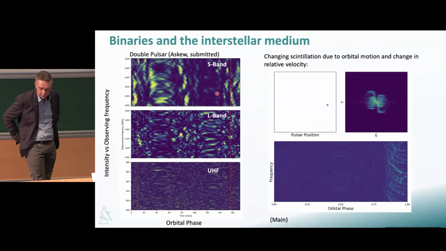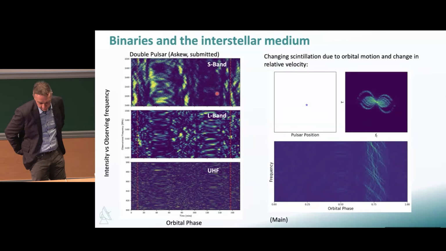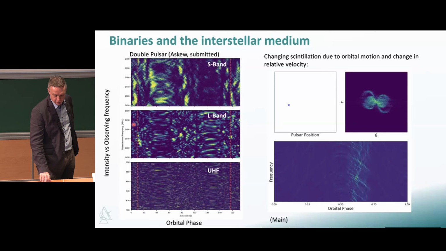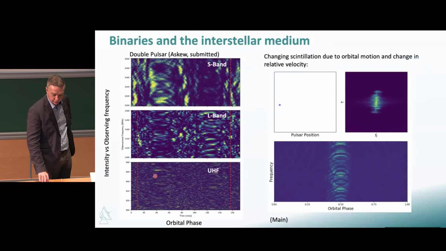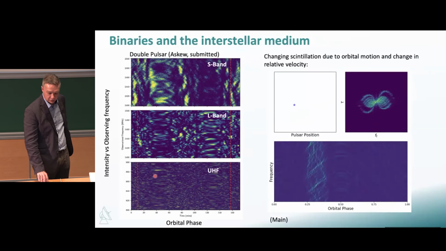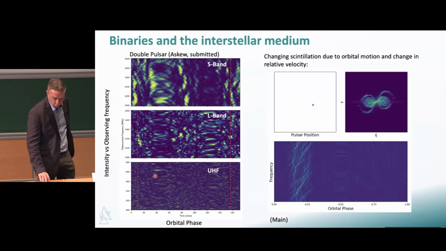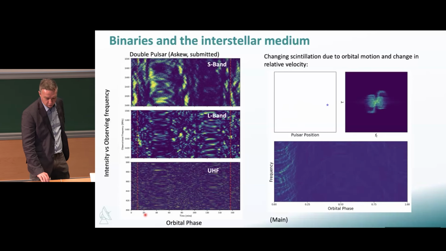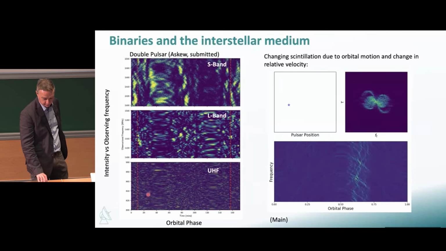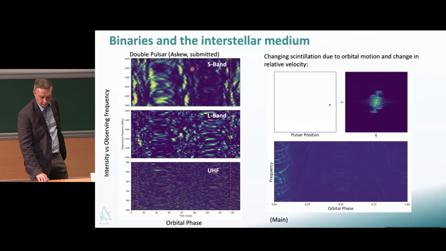Binary interstellar medium. This is a nice and beautiful observation again with MeerKAT of the double pulsar. What you see here is the intensity as a function of frequency and time. We call this the dynamic spectrum. So everything which is bright, the pulsar is strong. Everything that's dark, the pulsar is weak. And so this is orbital phase, and this is for various frequencies. This is about 800 megahertz, this is about 1400 megahertz, and this is about 2300 megahertz.